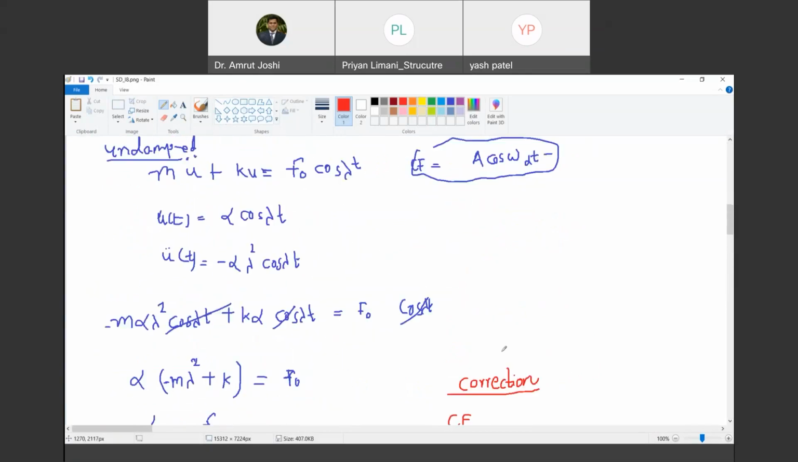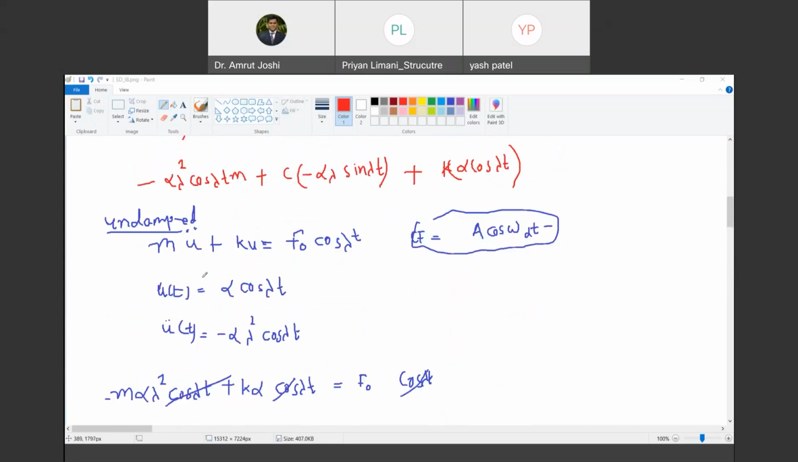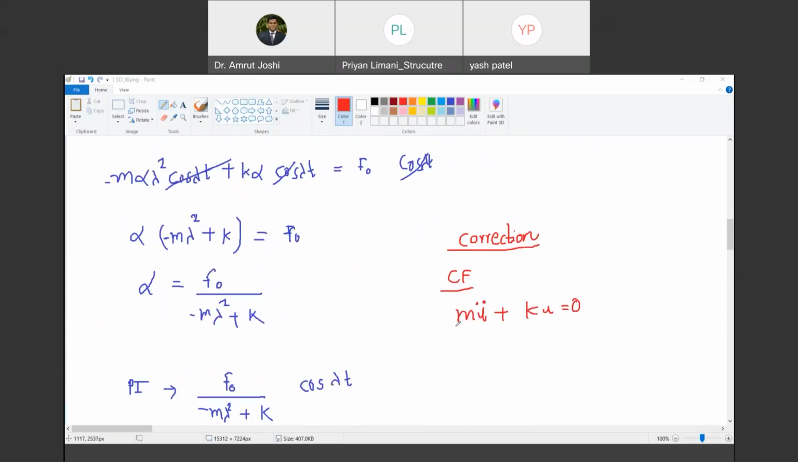That procedure was right, but there is a correction in complementary function. So we will work from first principles. Let us find out what is the complementary function. So how do we find out the complementary function? We equate the right hand side to 0. Instead of saying F0 cos lambda t, the right hand side will be equated to 0, and we get the complementary function. So we have to solve this equation. So how do we solve this equation?